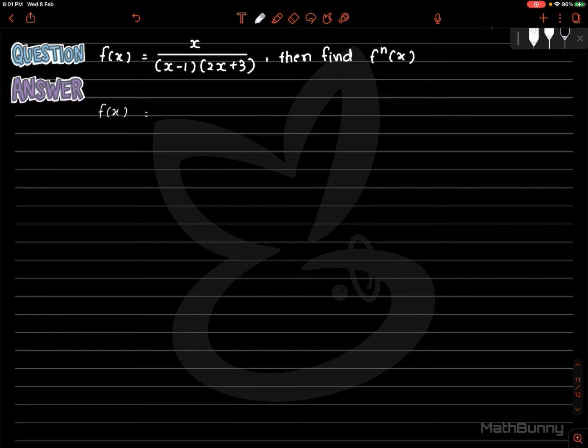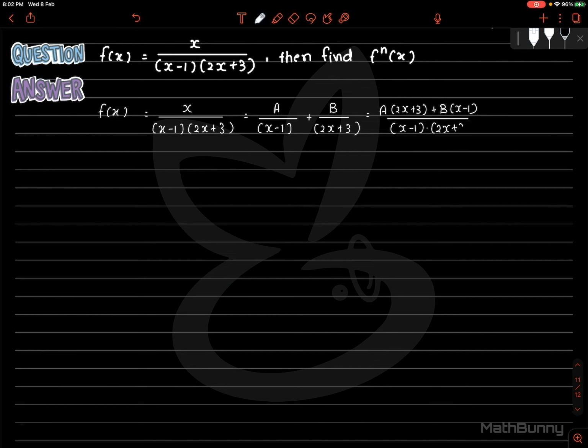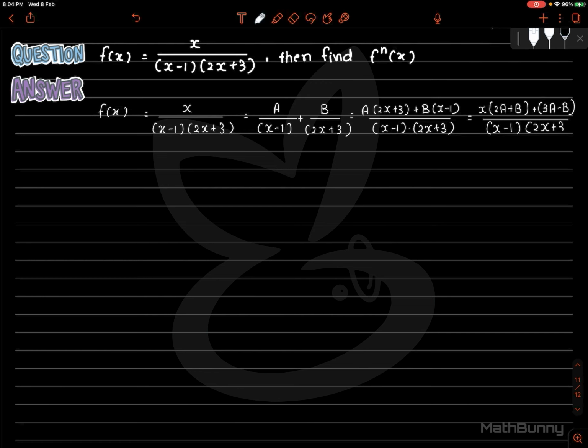Now let us see. We will write f of x is equal to x upon (x minus 1) into (2x plus 3), which is equal to a upon (x minus 1) plus b upon (2x plus 3), which is equal to a multiplied by (2x plus 3) plus b multiplied by (x minus 1) upon (x minus 1) into (2x plus 3). This would be equal to x into (2a plus b) plus (3a minus b) upon (x minus 1) into (2x plus 3).